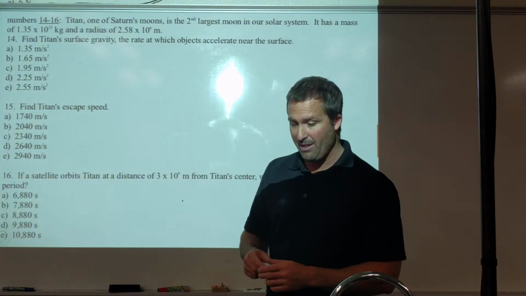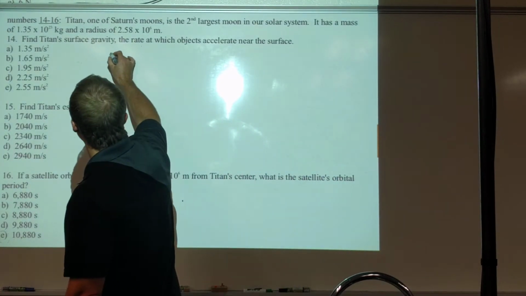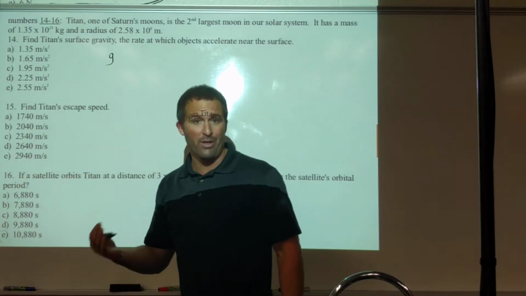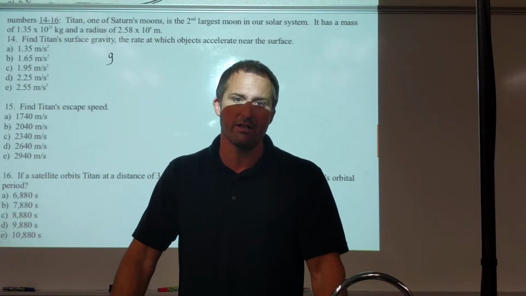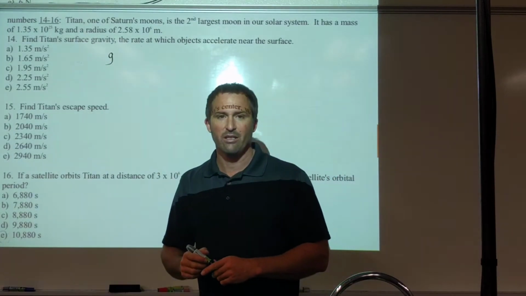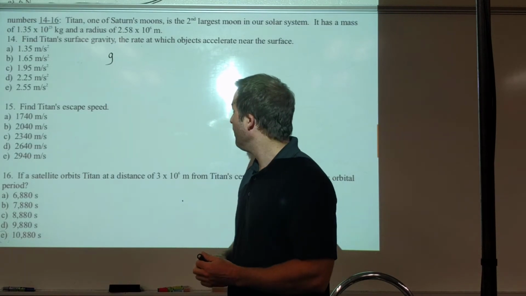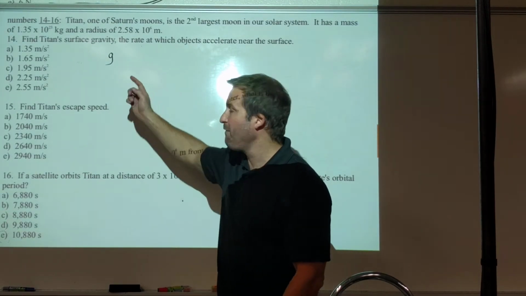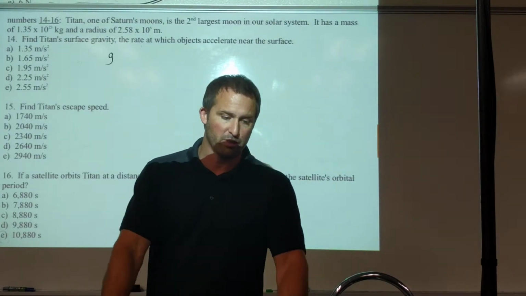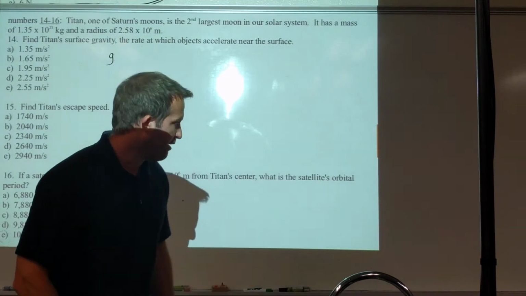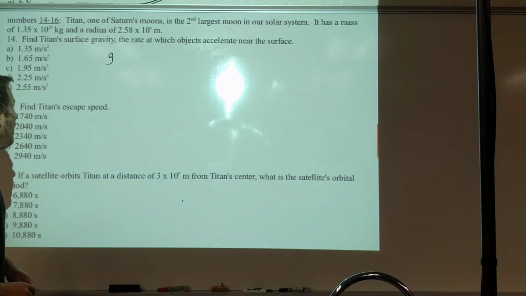And so what this is, we usually use this symbol lowercase g here. So on Earth, it's 9.8 meters per second squared. And that's called Earth's surface gravity, the rate at which objects accelerate towards Earth when we release them. And so we're going to find the same thing on Titan. Objects may not accelerate downwards towards Titan's surface at the same rate as on Earth. They won't.